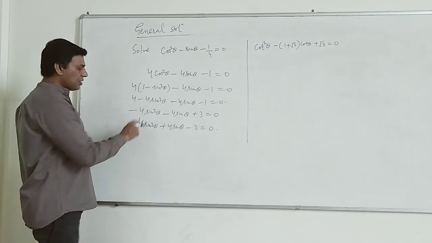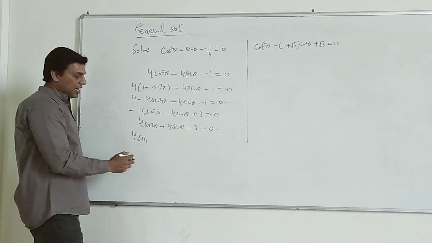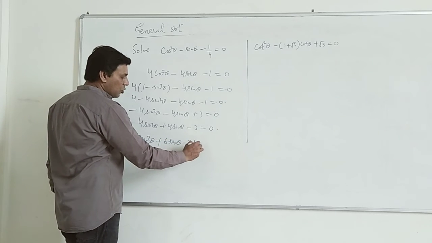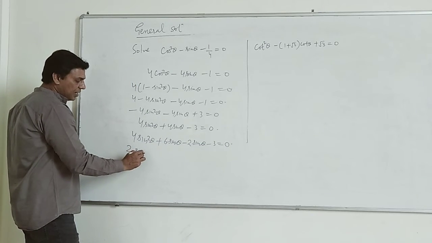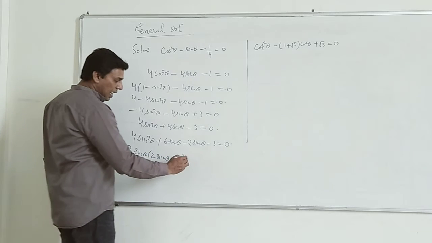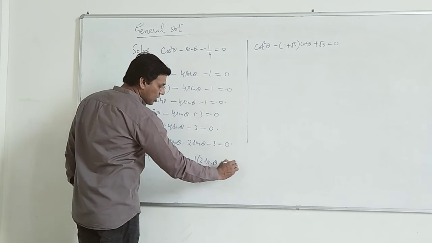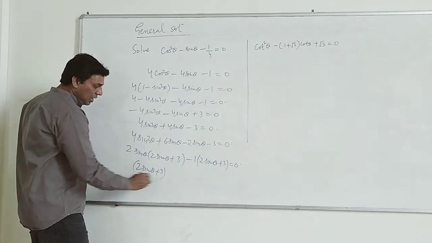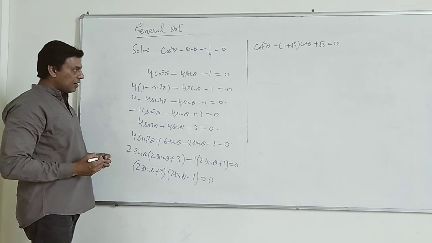Now we can factorize it. 4 times 3 is 12, and 6 minus 2 is 4, because it is quadratic in sine. So 4 sine square theta plus 6 sine theta minus 2 sine theta minus 3 equal to 0. So 2 sine theta can be taken as common: 2 sine theta plus 3 and minus common, 2 sine theta minus 1. So 2 sine theta plus 3 and 2 sine theta minus 1 is the factorization.